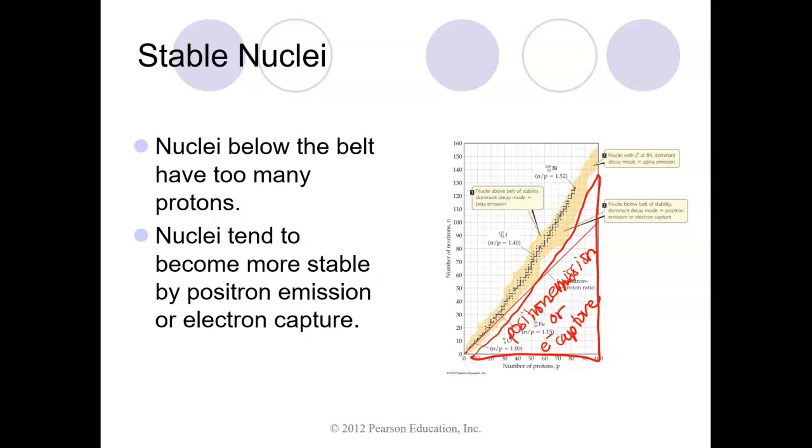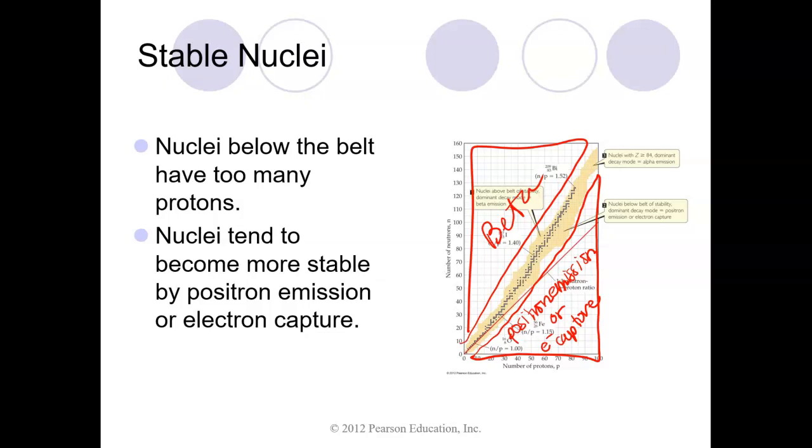Okay. So we've talked about how beta is above the belt, and positron emission or electron capture are below. Gamma isn't impacted by the proton to neutron ratio, because gamma is just straight energy. There's no protons or neutrons involved with that. But there's one that we haven't talked about yet. And that one is alpha.